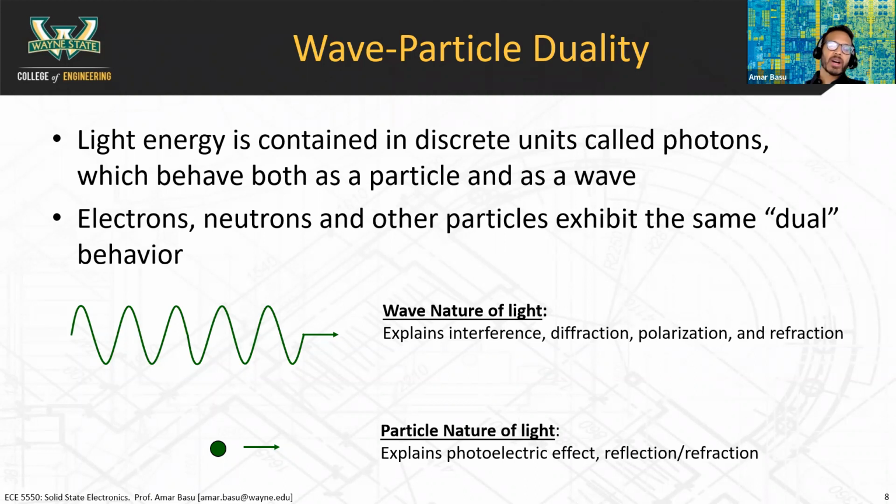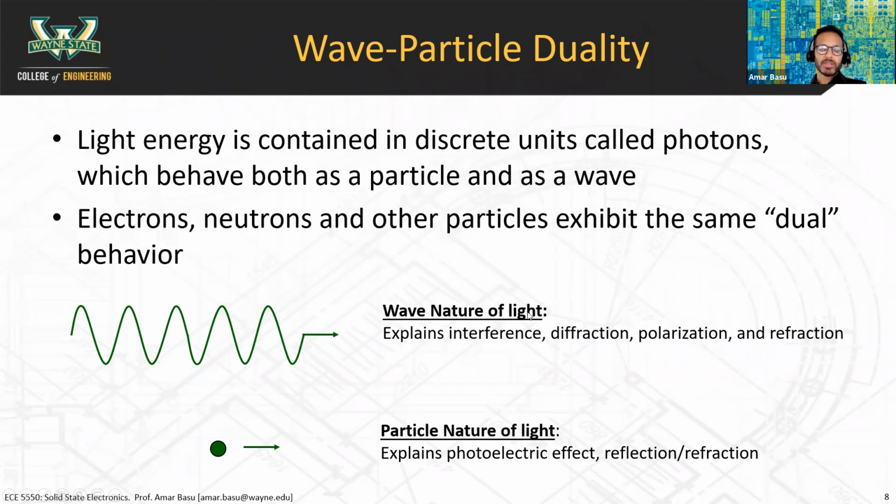But there are other phenomena of light that can only be explained by treating it as a particle. For example, the photoelectric effect can be explained by the particle nature of light. Some aspects of reflection and refraction can be explained by the particle nature of light. This is where we think about light as being a particle that's moving through space. Okay, and so these two things don't just apply to light, they apply to other particles as well.